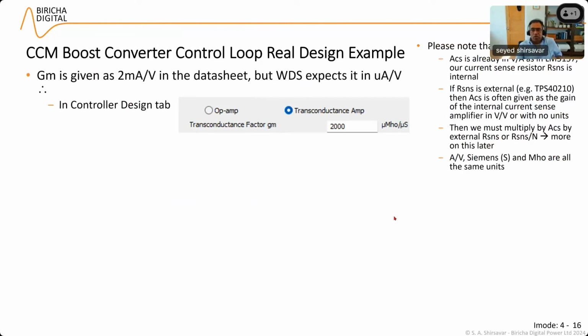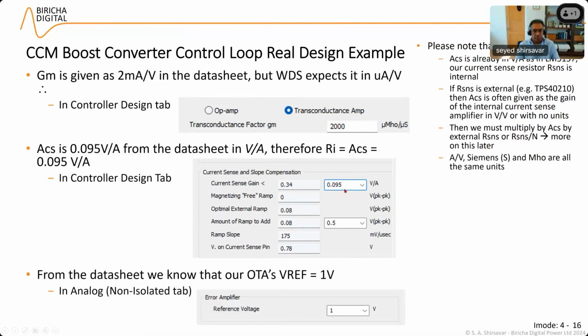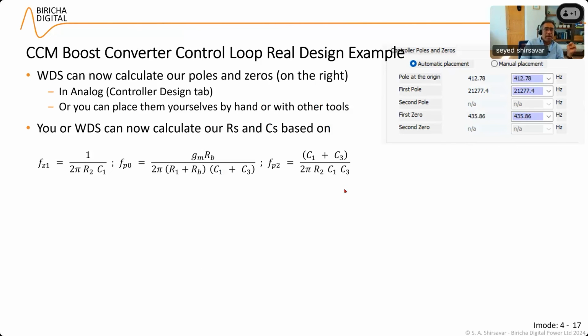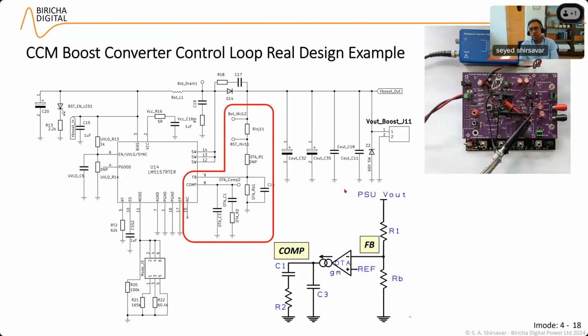There you go. So I have multiplied it by 1,000 to get 2,000 microamps per volt, or microSiemens. This is the current gain, which I typed in here, and the reference. So everything that WDS needs is available in the datasheet. Based on that, WDS placed the poles and zeros, and based on that, we got the component values, and our design was complete.